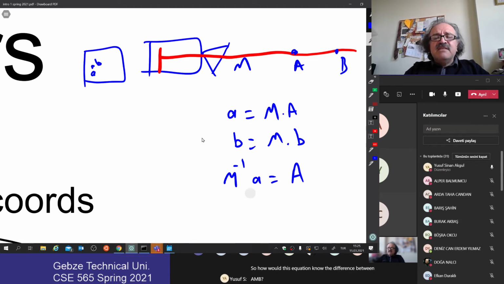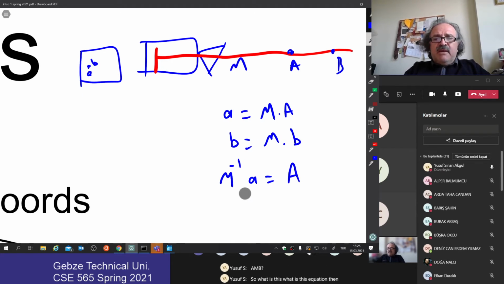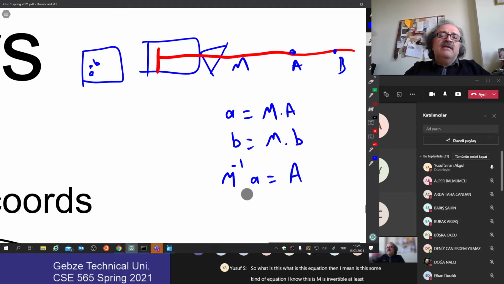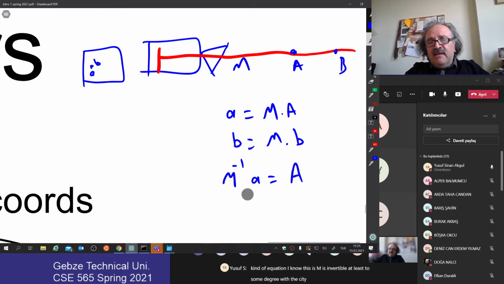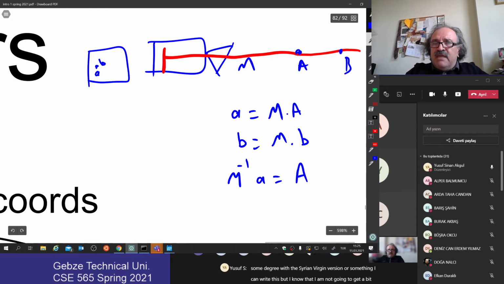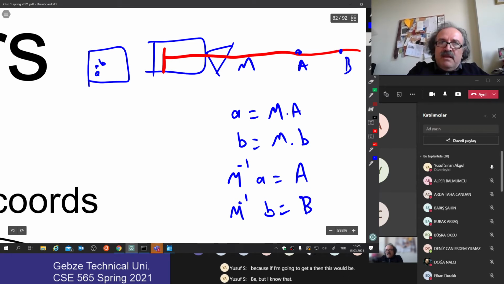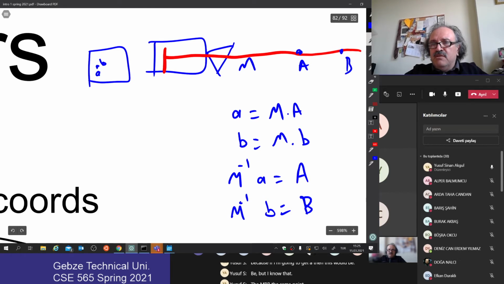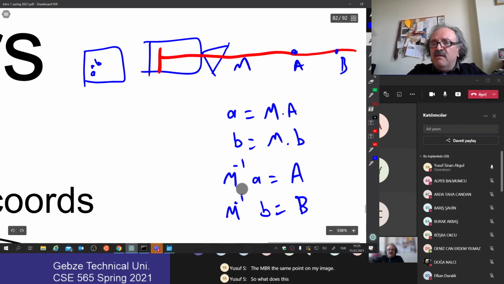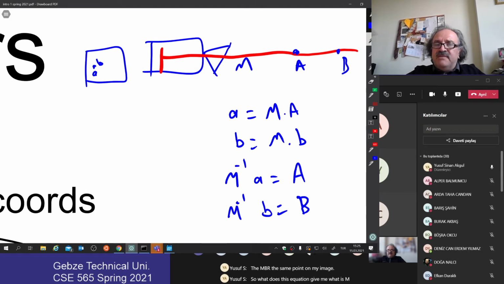So what is this equation then? I mean, this is some kind of equation. I know that M is invertible at least to some degree, with the pseudo-inverse or something. I can write this, but I know that I am not going to get A, because if I am going to get A, then this would be B, but I know that A and B are the same point on my image. So what does this equation give me? What is M inverse times a or M inverse times b? What are these?